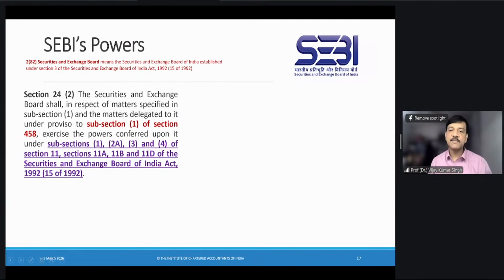Now let us look at SEBI's power. So what is the power of SEBI? First of all, SEBI is defined in Section 2, sub-clause 82, and it says SEBI means the Securities and Exchange Board of India, established under Section 3 of the Securities and Exchange Board of India Act. We call it in Hindi Bharatiya Pratibhuti aur Viniyam Board. So this is the name of SEBI.